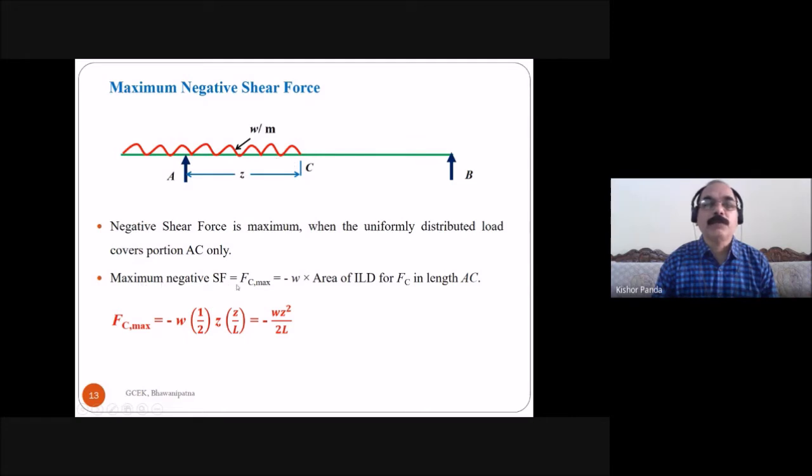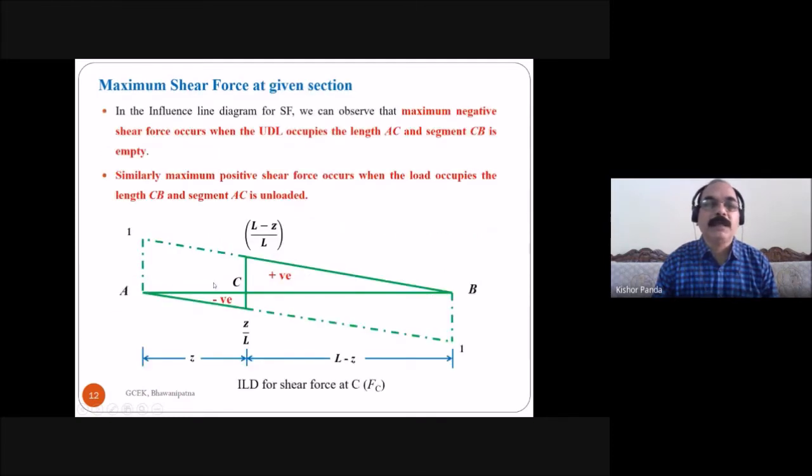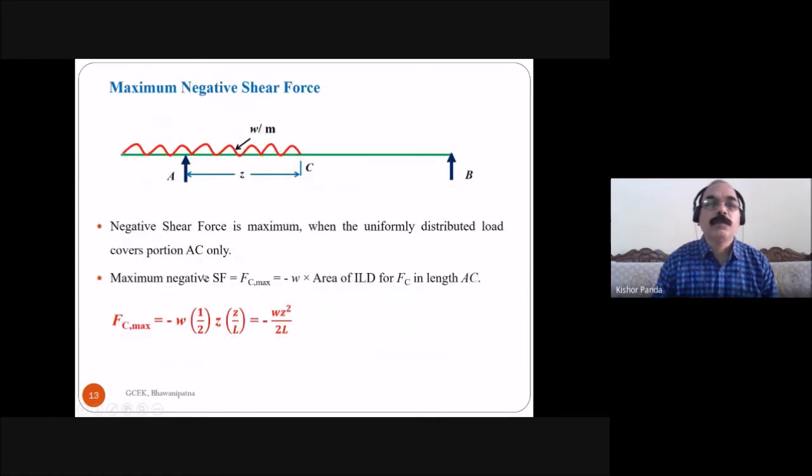So the maximum negative shear force is Fc max equal to minus W into the area of the ILD for Fc in length AC. What is the area of the ILD for Fc in length AC? This is the area, and you have to multiply this area by the load W. The load W is per unit length. So what is this area? It is a negative area, the area of this triangle, half into z into z by L, and the load is the moving W per meter run.